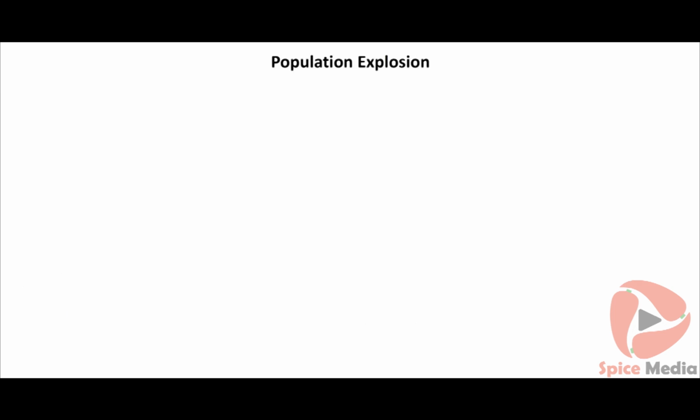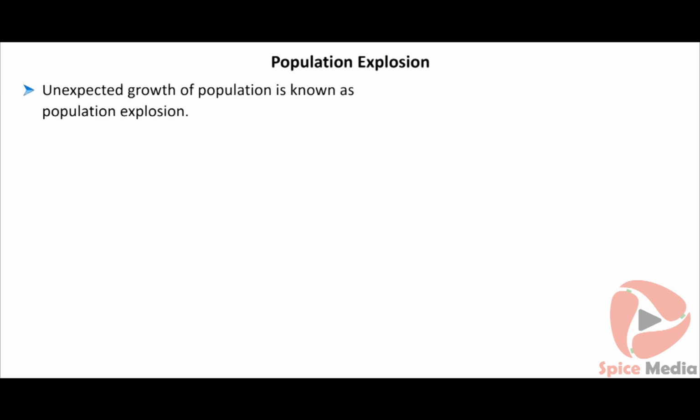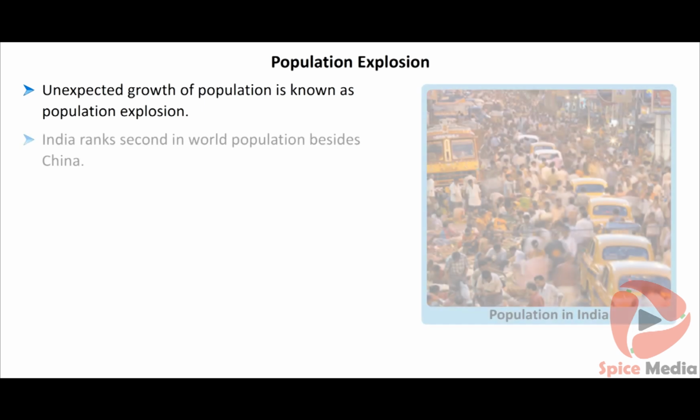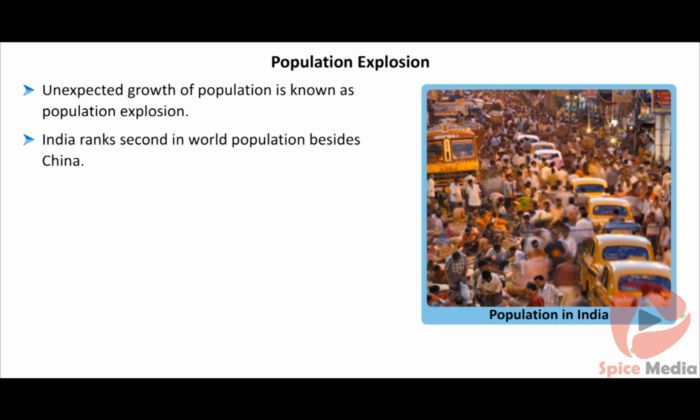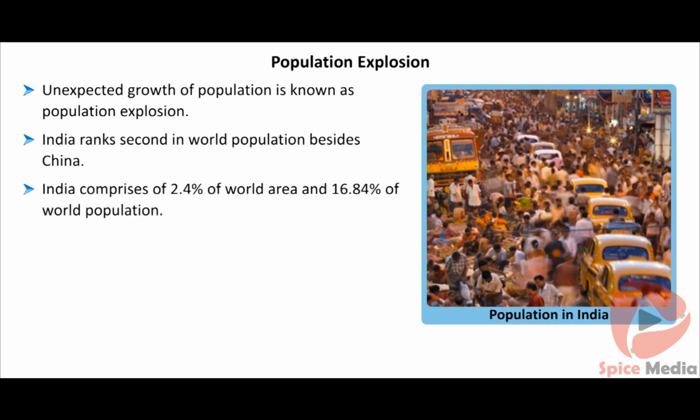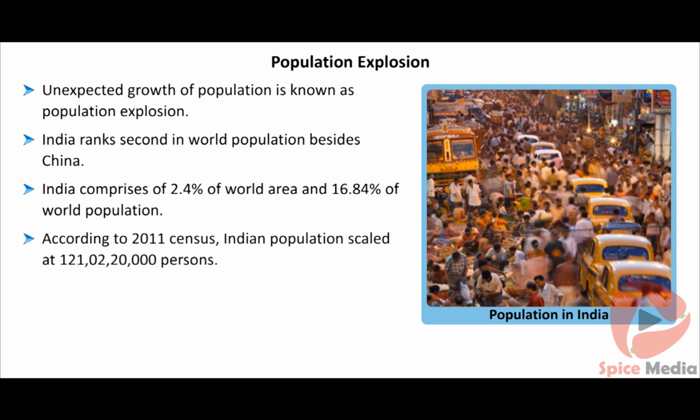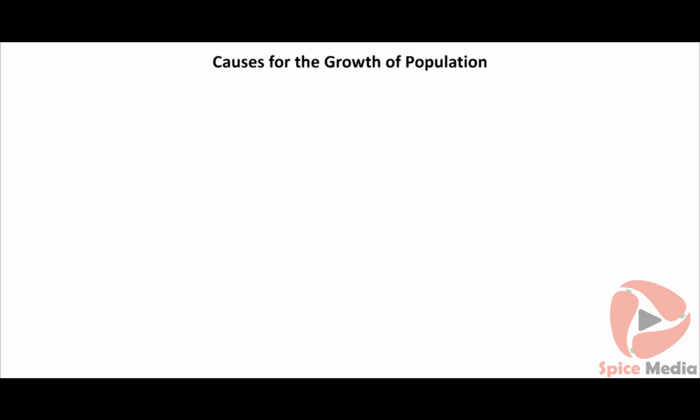Population explosion. Unexpected growth of population is known as population explosion. India ranks second in world population besides China. India comprises 2.4% of world area and 16.84% of world population. According to the 2011 census, the Indian population scaled at 121 crores 2,20,000 persons. Causes for population growth: high birth rate and low death rate.